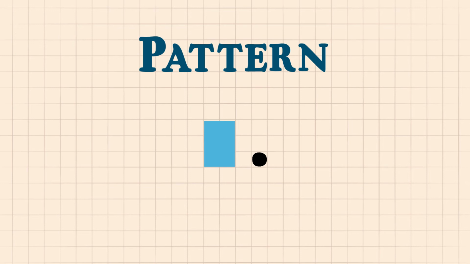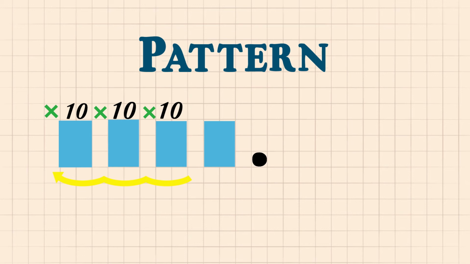If we pay attention to the place value pattern, we will understand that if we move towards the left, each new place value is 10 times bigger than the previous. Similarly, when we move towards the right, the place value becomes 10 times smaller.